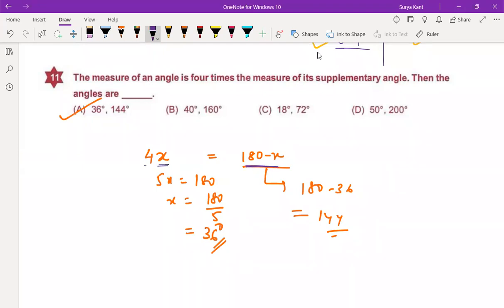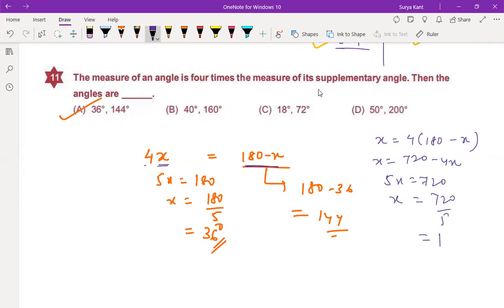But we can do another method also, sir, that we have to multiply. From there we can also multiply 4 into 180 minus x in the bracket. 4x equal to 4 bracket 180 minus x. We can multiply like this also. Okay, leave what you are saying, children. So this is the first answer, right?